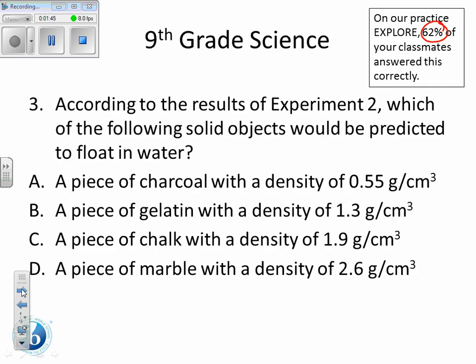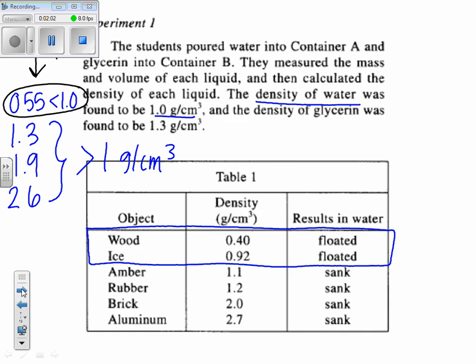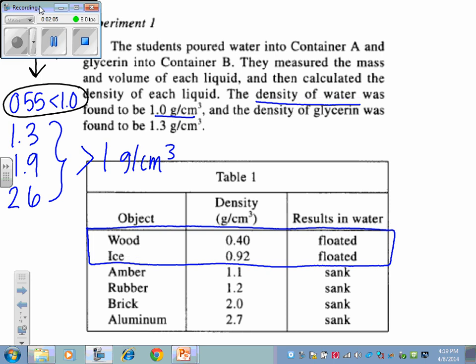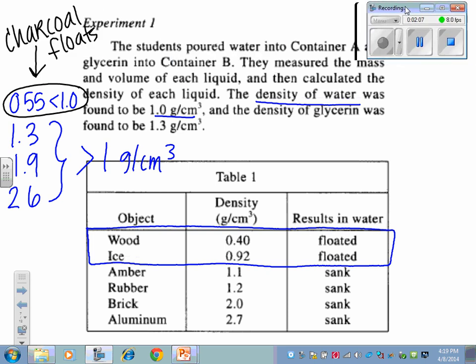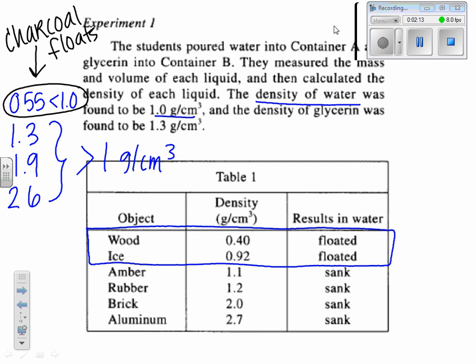For question number 3, only 62% of your classmates answered this question correctly. This question only requires us to look at the results of experiment 2, so we'll be looking at table 1. We need to determine which object would be predicted to float in water. In experiment 1, there is information that states that the density of water is 1 gram per centimeter cubed. For future reference, this is a universally accepted value for the density of water.